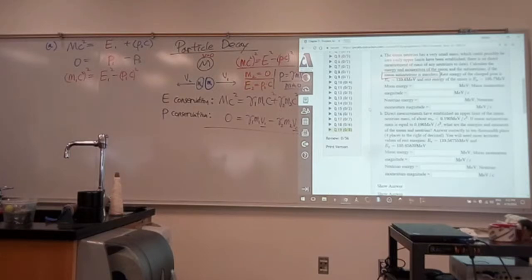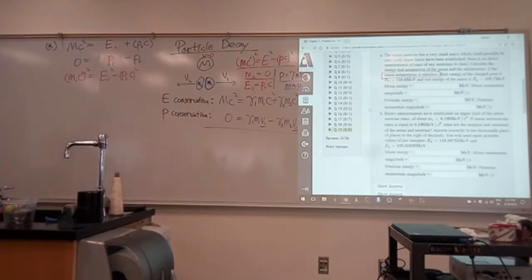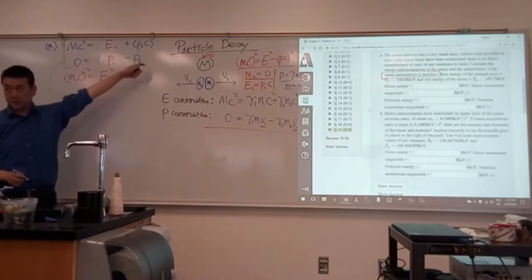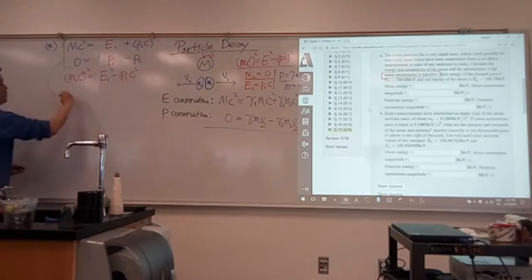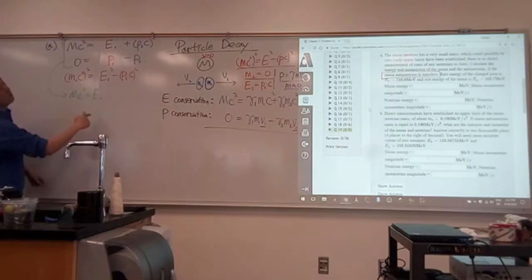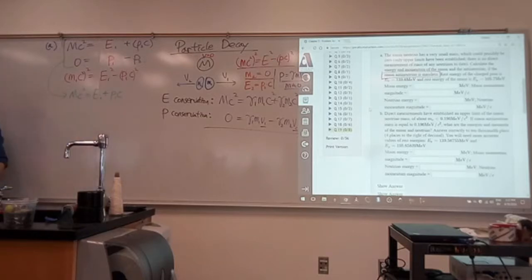Let's see. What I probably want to do is eliminate the neutrino momentum. So let me combine the first two equations together, solve this for p2, and plug it in there. Then what I end up with is mc² is equal to E1 plus p1c, right?